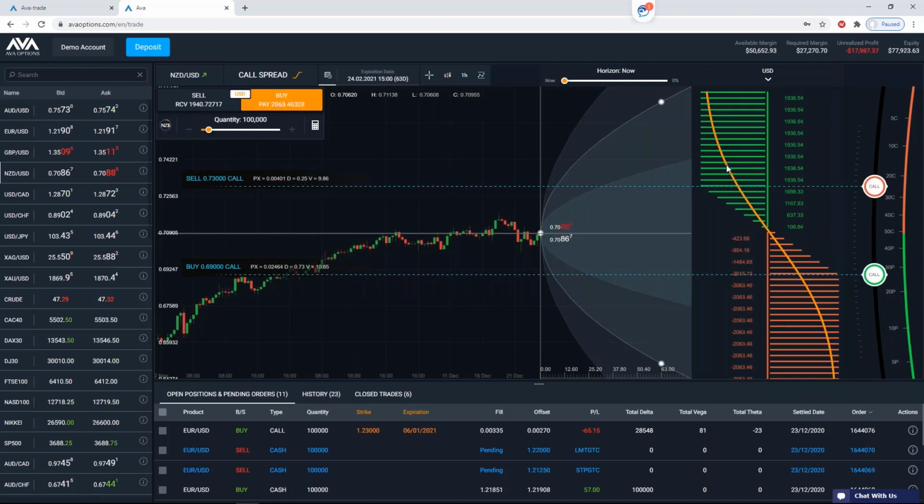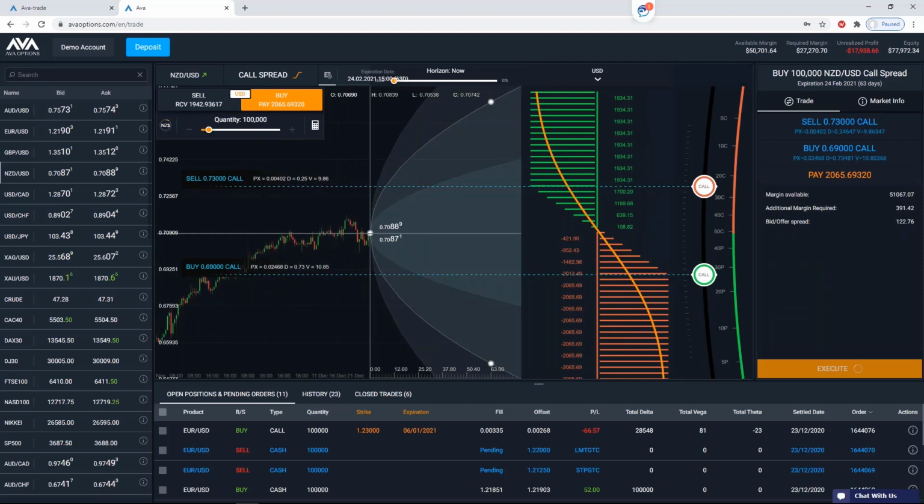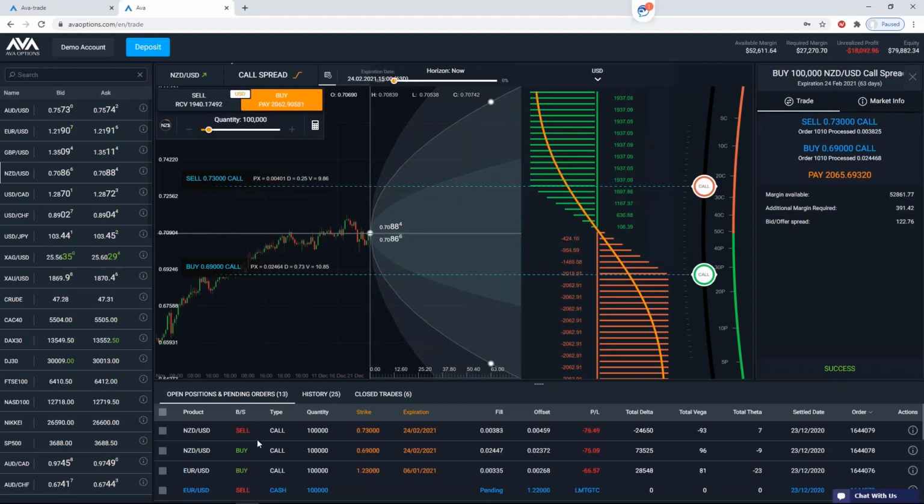So everything makes sense. If I look at the value of this option today as the market moves, we're on the orange line. And as I move towards expiration, we get to the expiration line. Really easy to use. So let's go ahead and execute this trade. Buy, execute, done. And here it is. It's popped into our open positions.